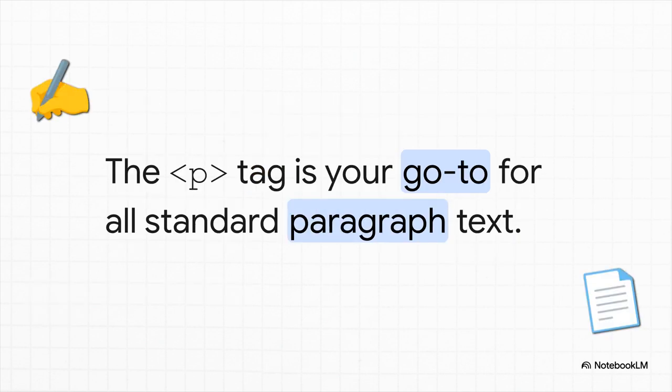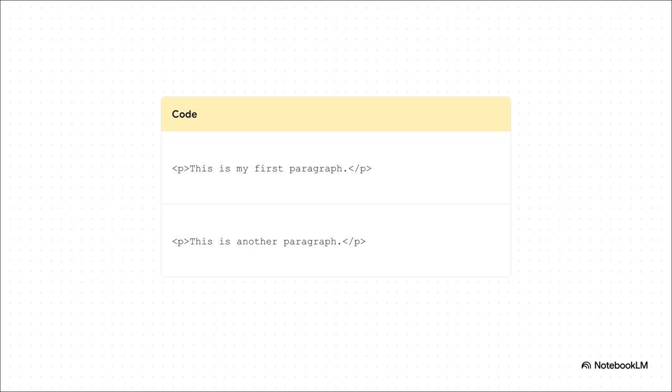Okay, but what about just regular text? For any normal block of text, the paragraph element is your absolute best friend. Seriously, it's what you're going to use most of the time, and it's represented by a simple P tag. And it works exactly like the headings. You just wrap your text with a start tag, P, and an end tag, P. The browser sees each P element as its own separate block, and it automatically adds a little bit of space between them to keep things nice and readable.